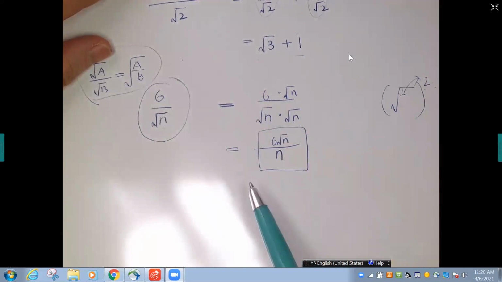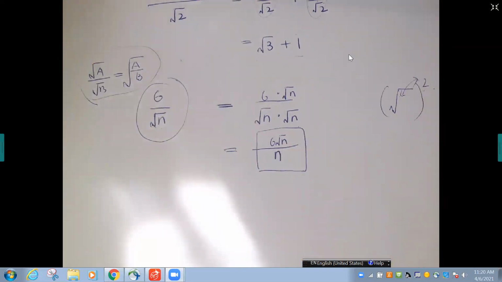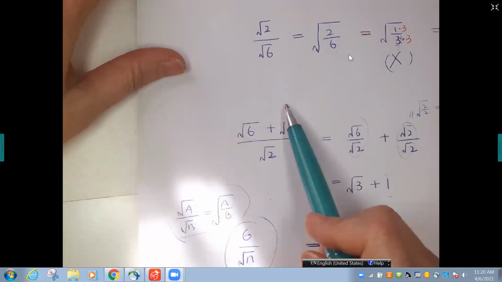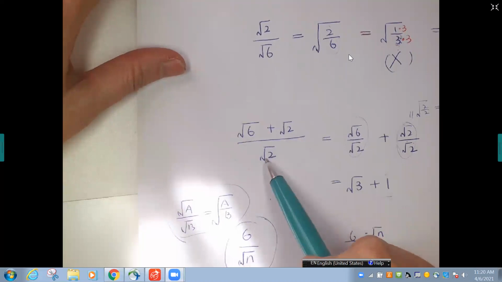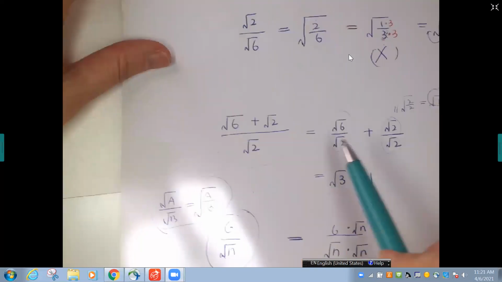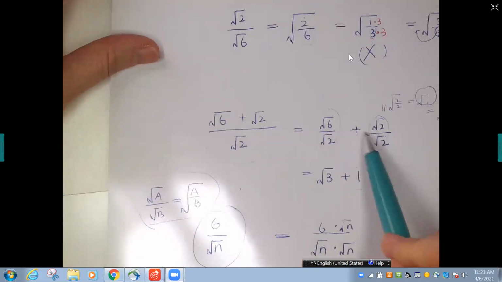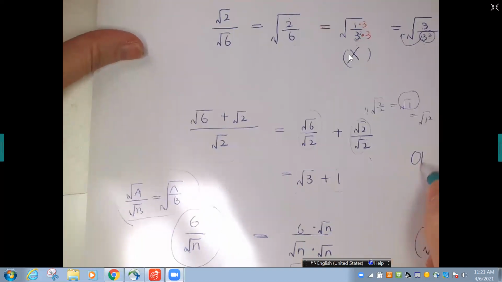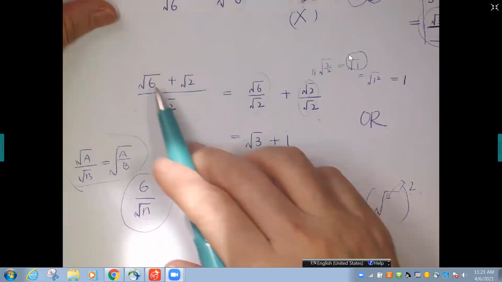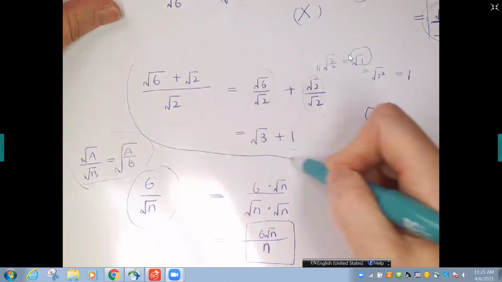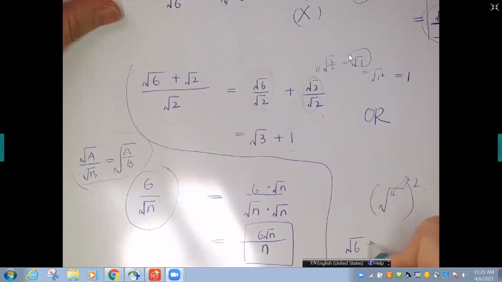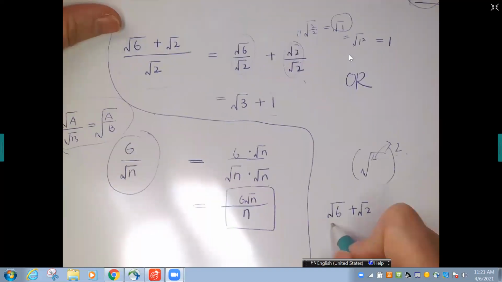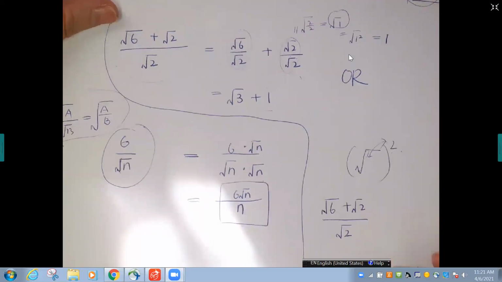Okay, very interesting now. When we have this special division, where the denominator is a single-term radical expression, we could use the distributive law and then simplify each one. Or, there is another way to treat this division. I will copy the problem here: radical 6 plus radical 2, I don't care about the numerator, divided by radical 2. Treat the whole thing as a rational expression.